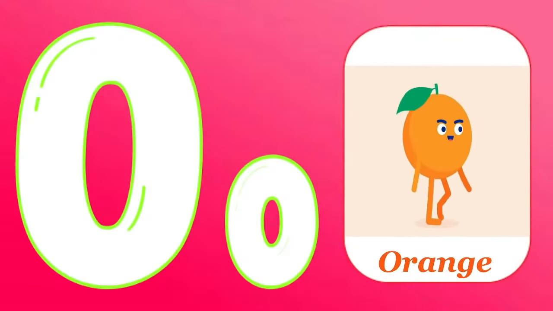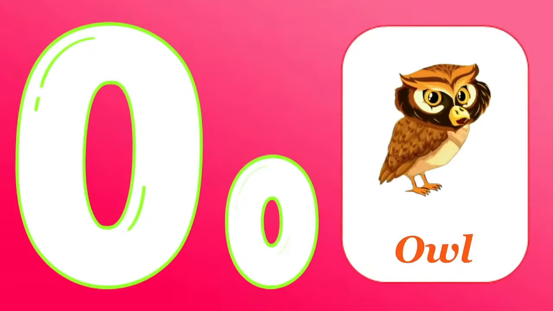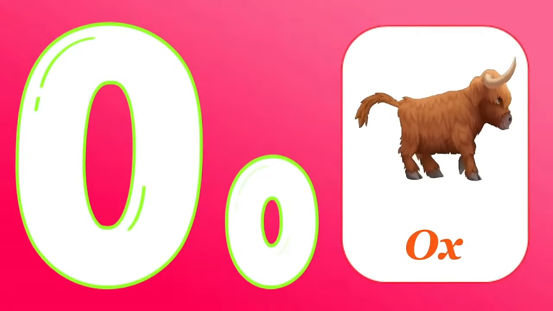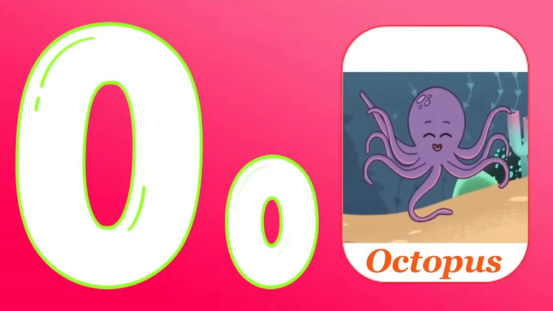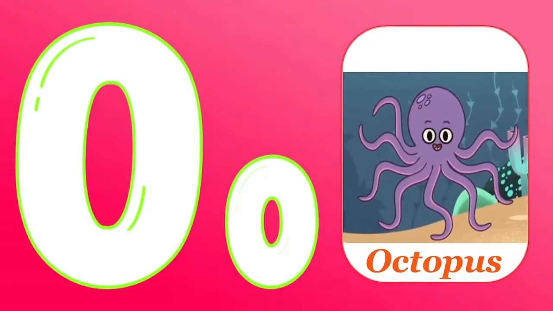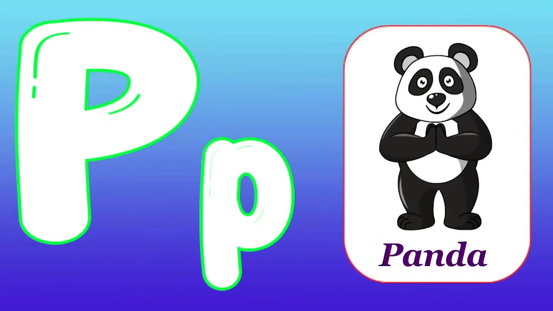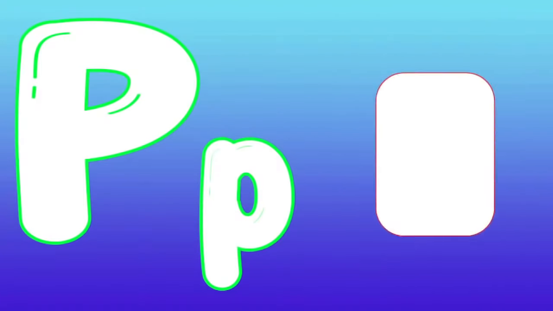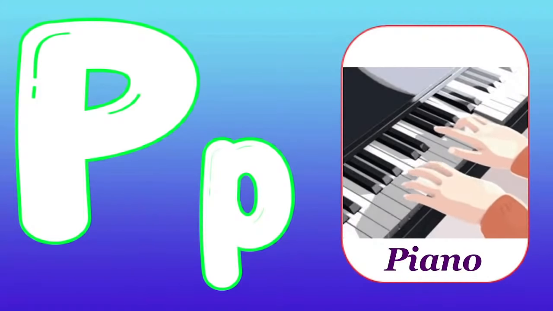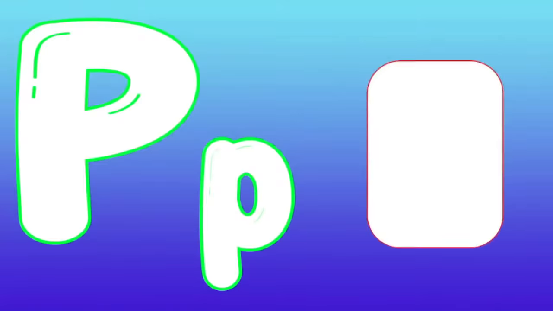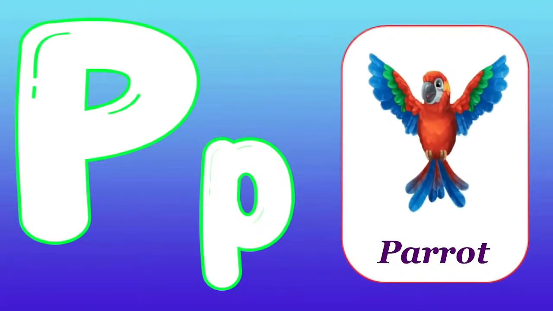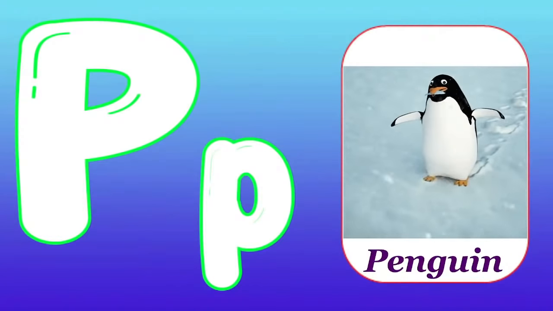O for orange. O for owl. O for ox. O for oil. O for octopus. P for panda. P for piano. P for pizza. P for parrot. P for penguin.